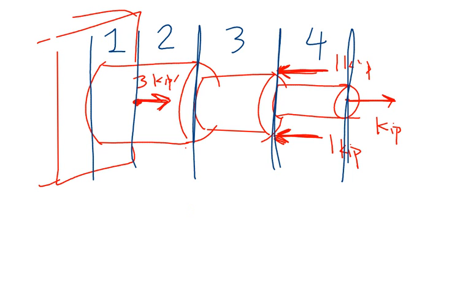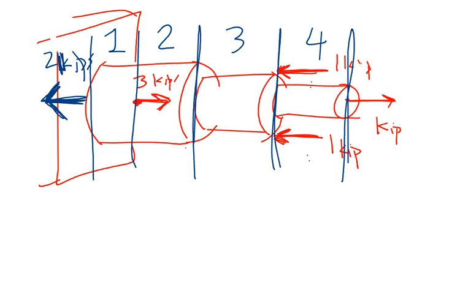So sum of forces is equal to 0, right? I've got 1 kip going towards the right, 3 kips going towards the right, that's 4 going towards the right, and then I have these 2 kips going towards the left. What do I need to have equilibrium? I need 2 more kips going to the left. Okay, that's my reaction. Everybody see that? If you don't see that, go back and review your statics. So 2 kips going towards the left.